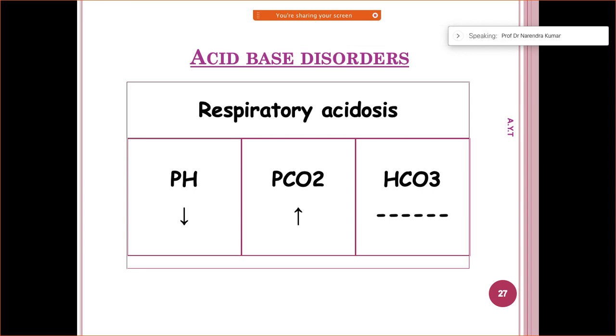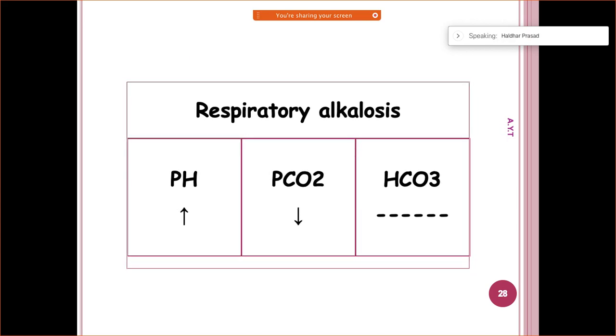So what are those disorders? Disorders like respiratory acidosis. In respiratory acidosis, if you look carefully, the pH will be down, of course, because it is acidosis, right? Then PCO2 is going to be higher. That's how the respiratory cause will be there. Then comes respiratory alkalosis.